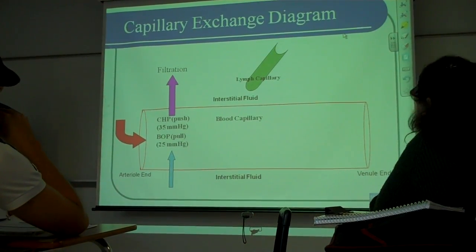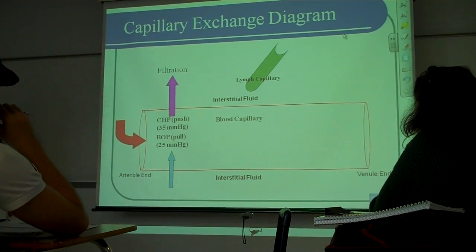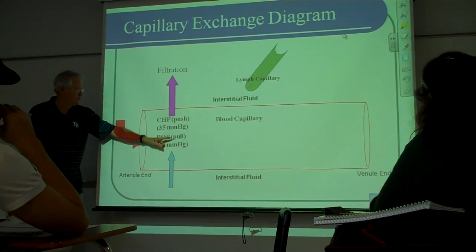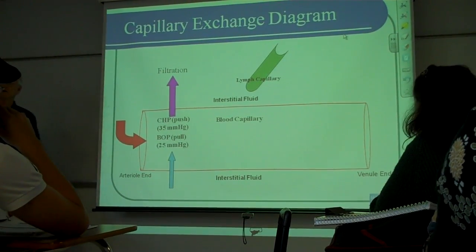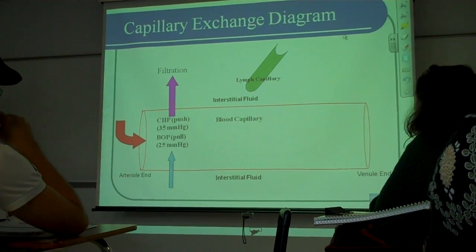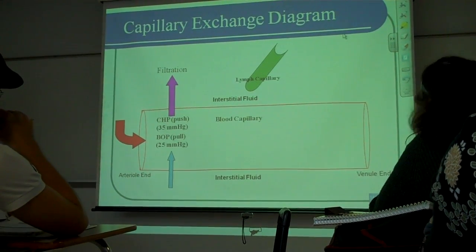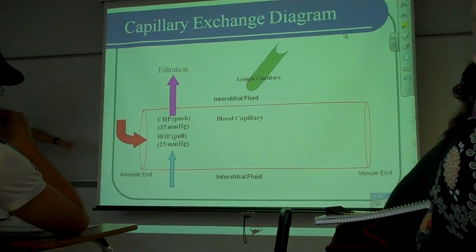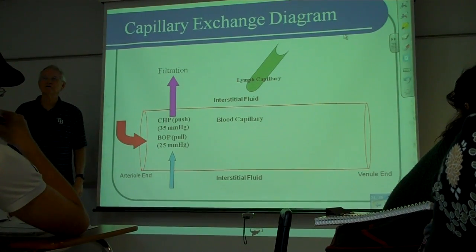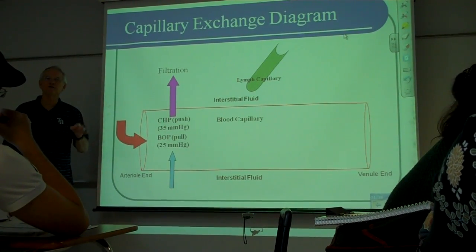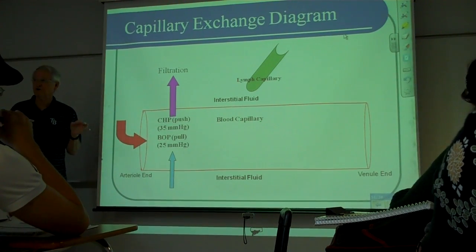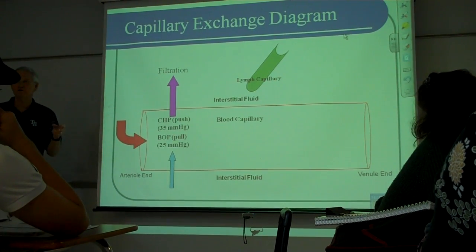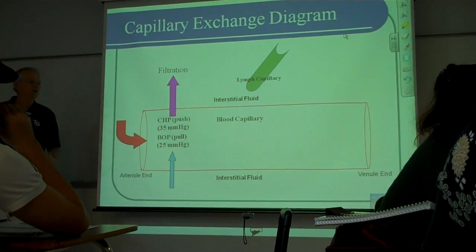Is that the same in every capillary bed? No. Some are higher, some are lower, but that's a good average figure. Notice what the blood osmotic pressure, the pull pressure, is here, measured by the amount of concentration of proteins and so on. That effective pulling pressure is 25 millimeters mercury. Which one wins? By how much? 10. Yeah, they call it effective filtration pressure or net filtration pressure, NFP or EFP.